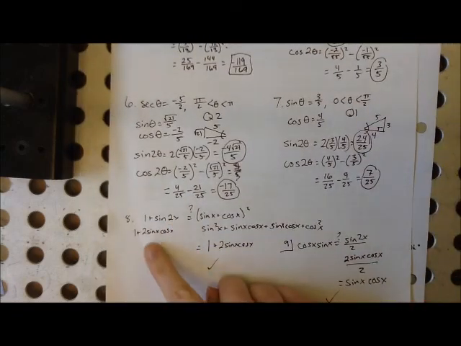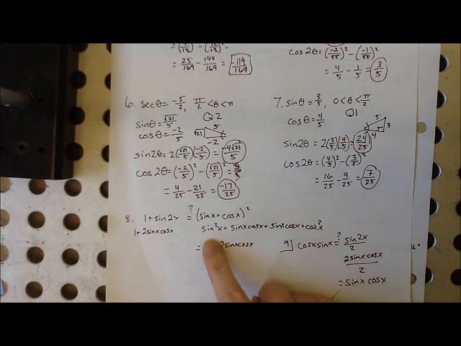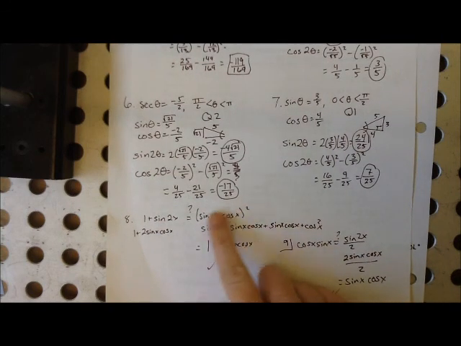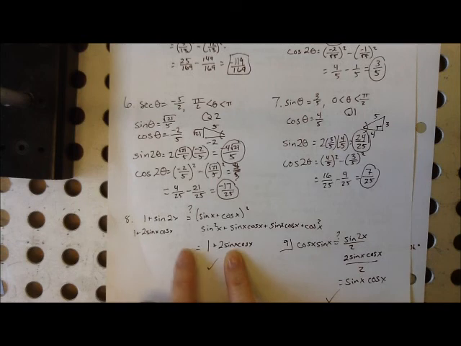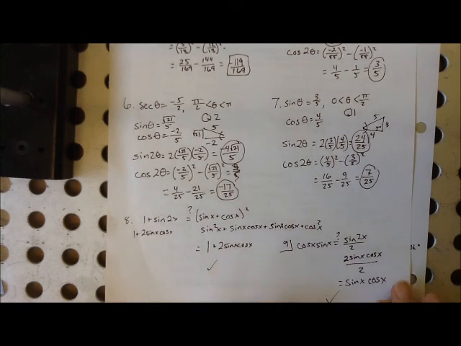Proofs. Oops, sorry. Sine 2x, replace that using the formula. This side becomes 1 plus 2 sine x cosine x. Over here, you FOIL this out, multiply by itself. Sine squared plus cosine squared adds up to 1. Sine x cosine x plus sine x cosine x is 2 sine x cosine x. These are the same. You're done.